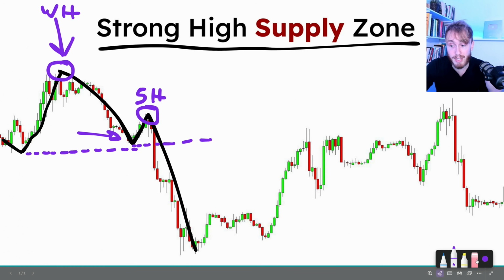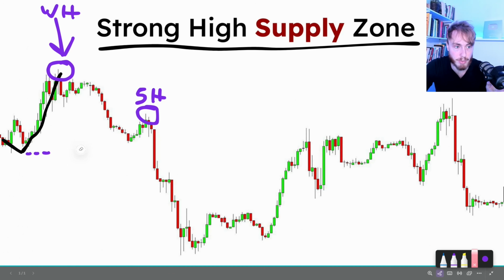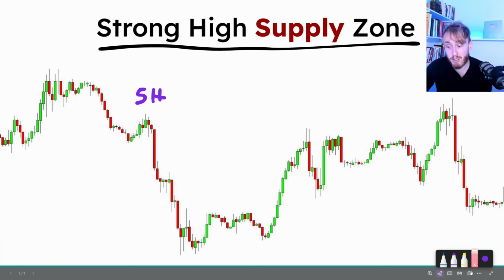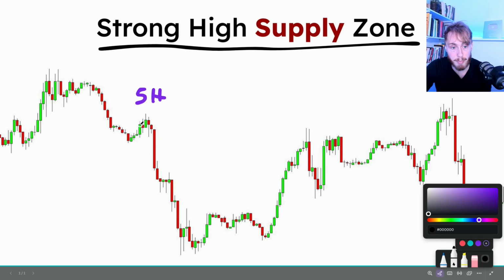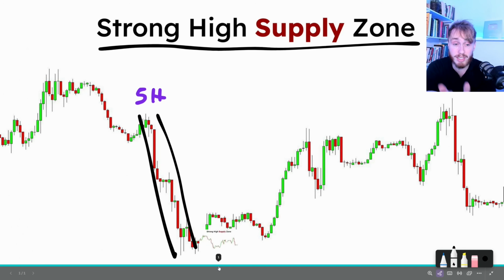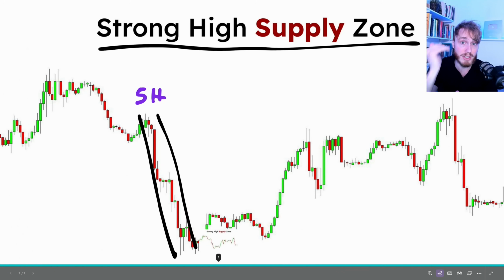But remember, and this is super important, in order to have a strong high supply zone, it's not enough to have a strong high, but we also need to see a strong move to the downside. And if you look at this chart, we can actually see that after this strong high appeared, we had a massive move to the downside. And remember from earlier in the course, in order to see selling pressure this strong, we need to have lots more supply than demand.